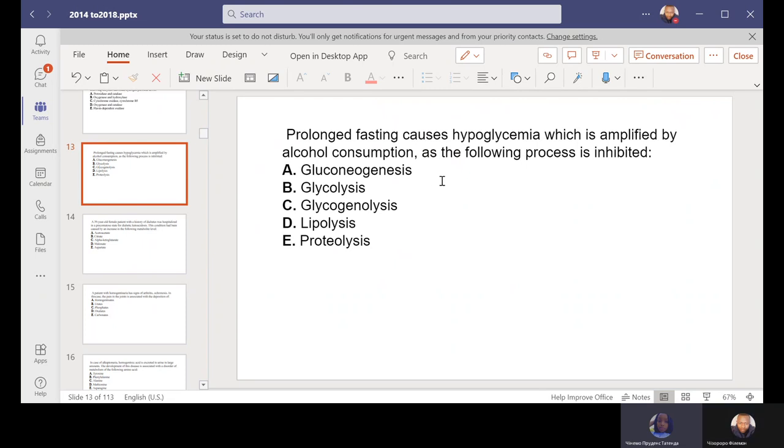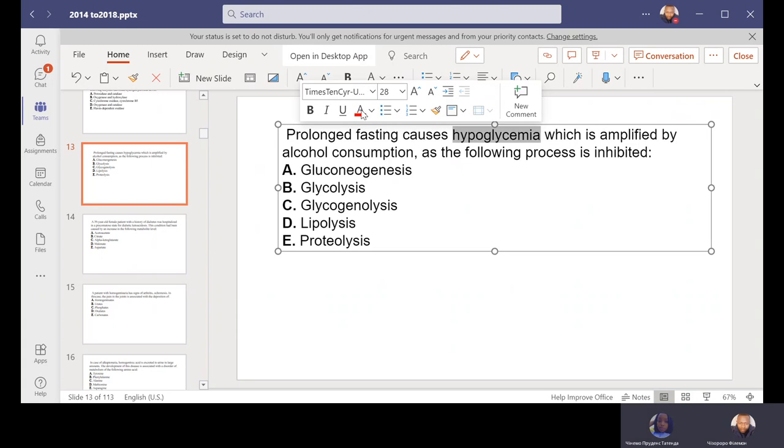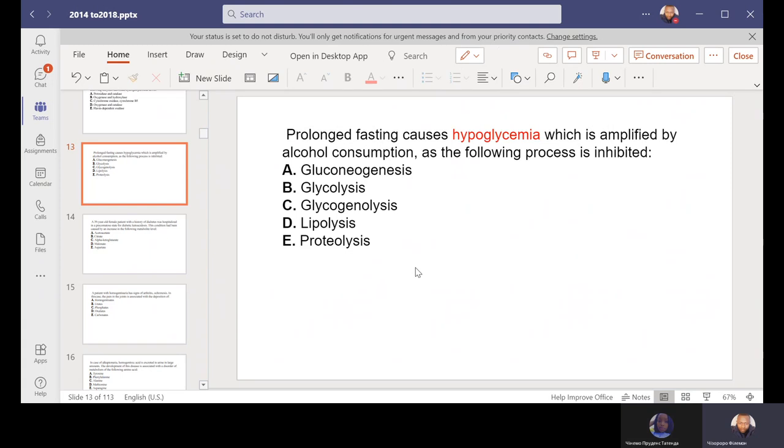Prolonged fasting causes hypoglycemia, which is amplified by alcohol consumption, as the following process is inhibited: gluconeogenesis. So this patient has hypoglycemia, which means a low level of glucose in the blood. And it's being amplified by alcohol consumption. Here is what you need to know: the process of gluconeogenesis takes place in the liver.